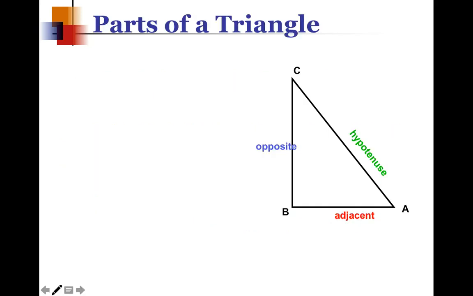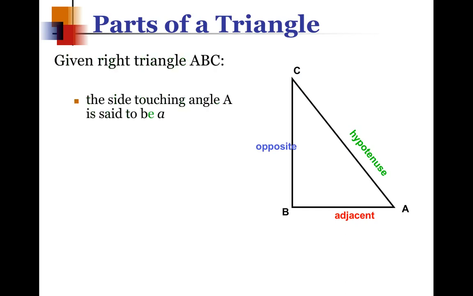So let's start with the parts of a triangle. Given a right triangle ABC, the side touching angle A is adjacent to angle A. So in this image, the way I have it labeled, I'm assuming angle A is my reference angle. I'm going to put a theta there, right? So this is my reference angle.